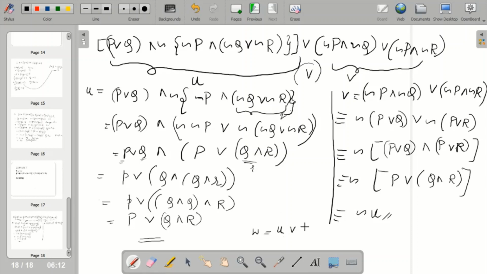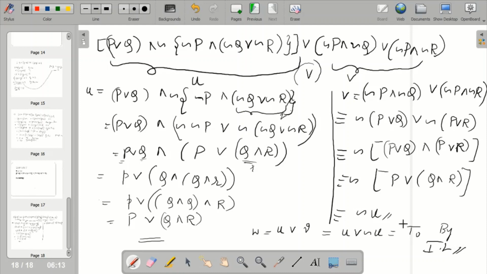So this is actually equal to what? U or negation of U. So you have to prove whether it is a tautology. Yes, this is a tautology. Based on what law? Inverse law. U or negation of U always gives you a tautology by inverse law. So this is how you are going to prove it.